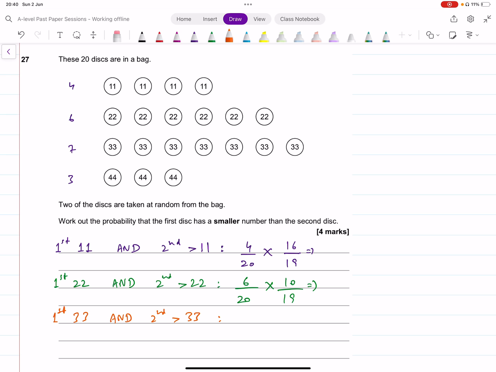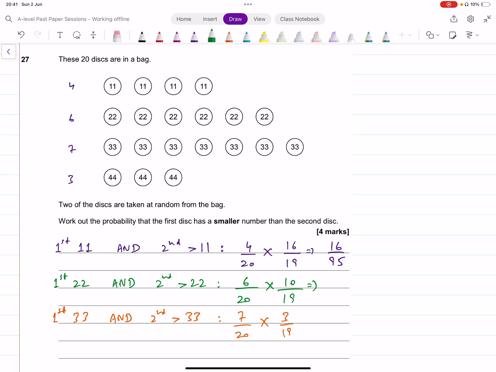Okay, now what's the probability of the first one being 33? 7 out of 20. And the second one being greater than 33, that means it's a 44. That's 3 out of 19. Let's calculate each of these numbers and see what they turn out to be. 4 out of 20 into 16 out of 19. That is giving me 16 out of 95.